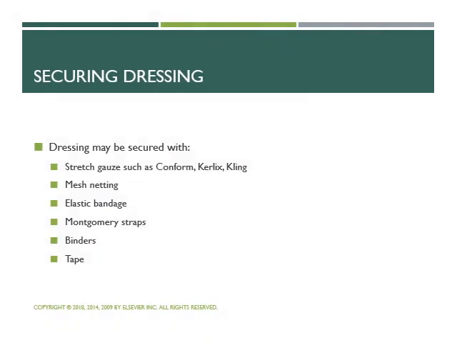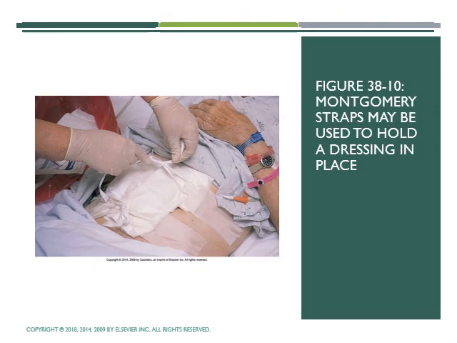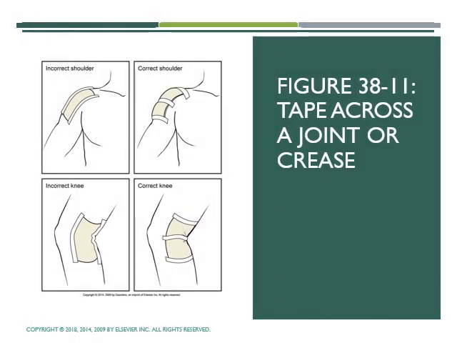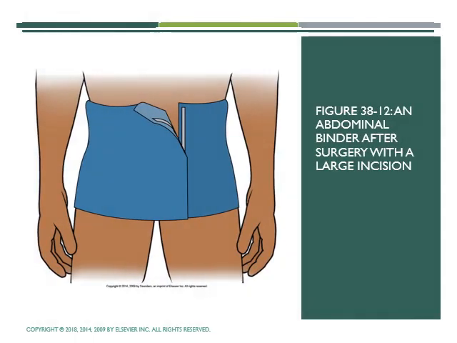Securing dressings. Dressings may be secured in a variety of ways. You can use stretch gauze, mesh netting, elastic bandage, Montgomery straps, binders, as well as tapes. In your textbook on page 770, you can find this figure 38.10. This is an example of the use of Montgomery straps. 38-11 is an example of tape across a joint or crease. And here's an example of an abdominal binder.